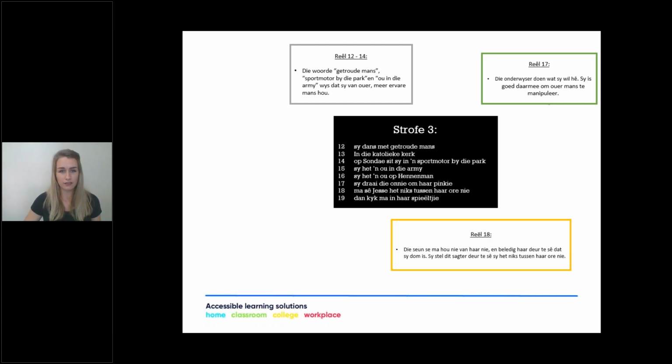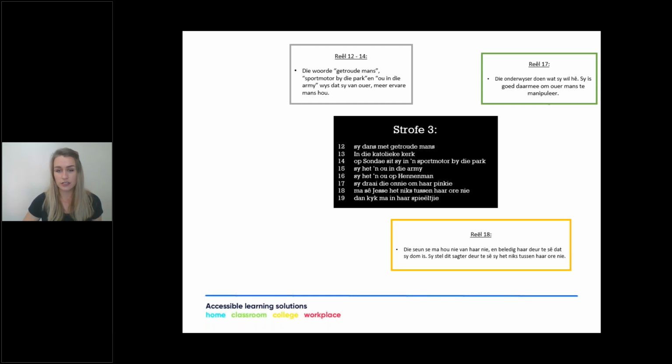Okay, reël 18. It says, Ma sê Jessie het niks tussen haar ore nie. Can you see that the mum has tried to say that she thinks Jessie is dumb? She tried saying this very subtly and politely, if you can say something like that politely. And remember what I said, what do we call that? It's a euphemism. Okay, I'm trying to say something in a nicer way.